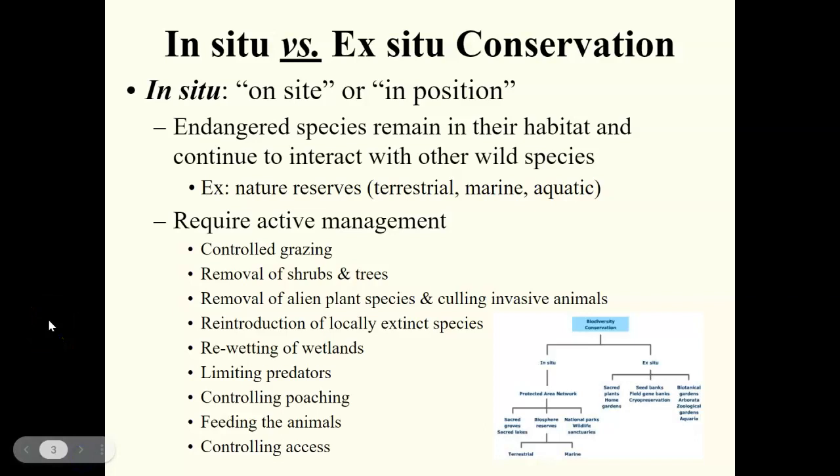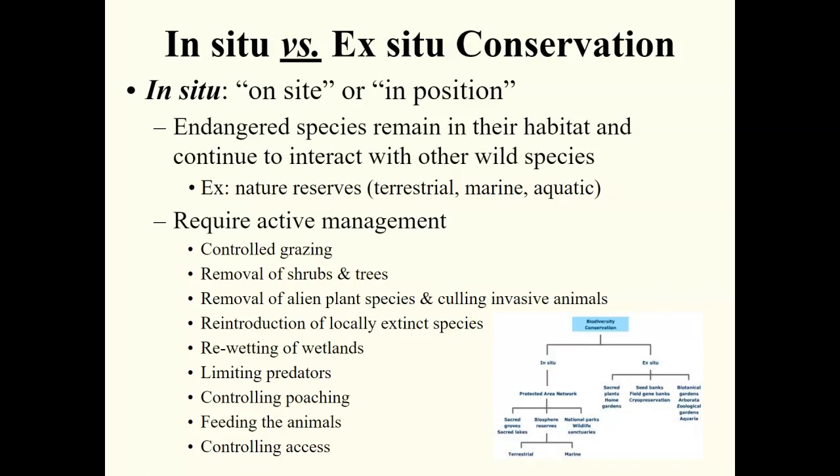Some of the methods that we will use are called in situ or ex situ conservation efforts. These are a little bit different. In situ means that organisms remain on site. So a good example of an in situ conservation method would be a nature reserve, because you don't physically remove the organisms from their original habitat.